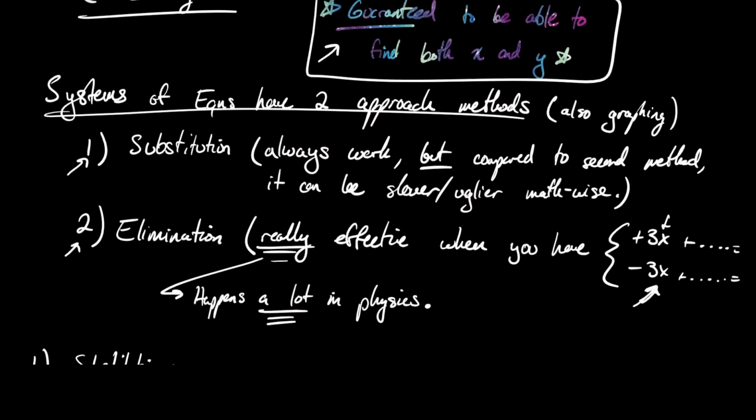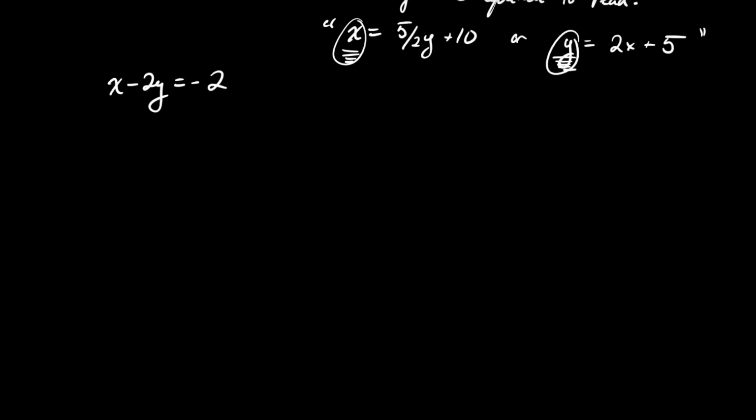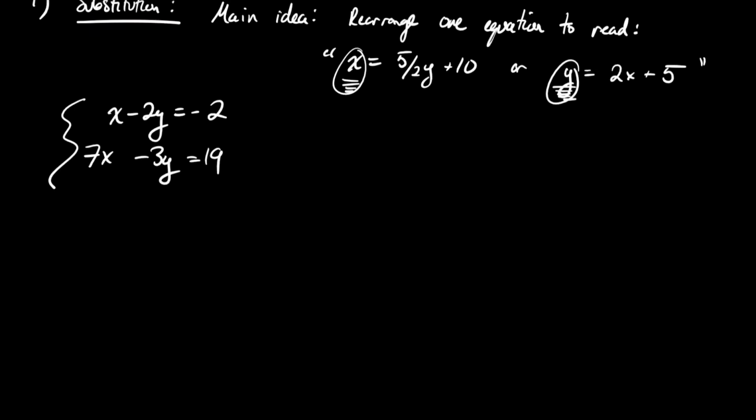So for example, in our motivating example up here, x minus 2y equals negative 2, and 7x minus 3y equals 19. Just sort of randomly, I'm going to rearrange the top equation. Again, I could have picked the bottom equation, it's fine. I'm just going to pick the top equation and say I want this to read x equals blah blah blah, and all the stuff on the right will not have x's. So I'm going to choose to rewrite it by moving 2y to the other side as x equals negative 2 plus 2y.